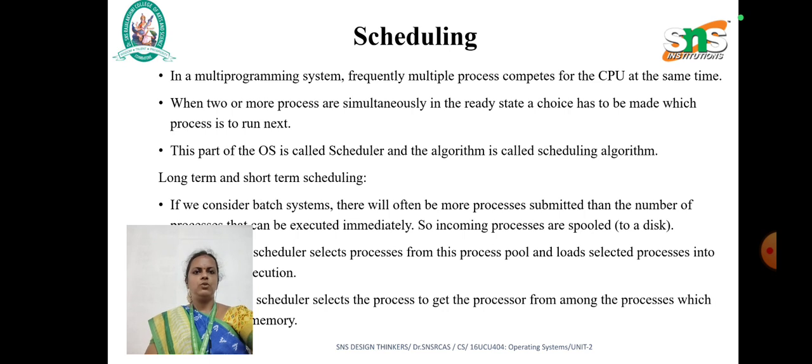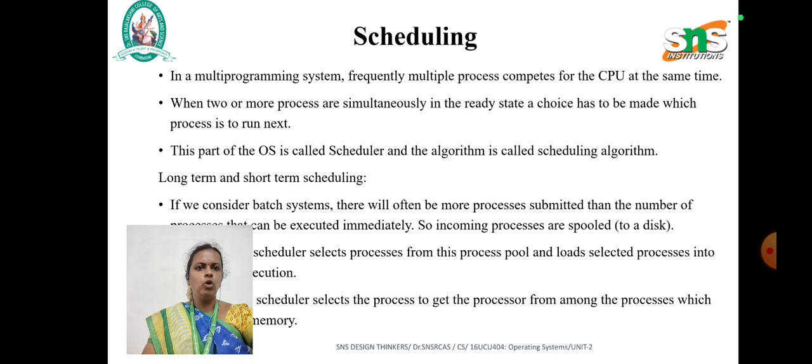So what is scheduling? In multi-programming systems, frequently multiple processes will compete for the CPU at the same time. That is, at the same time, multiple tasks will be done and the OS has to respond to that. So what we can do is perform scheduling for the operating system.